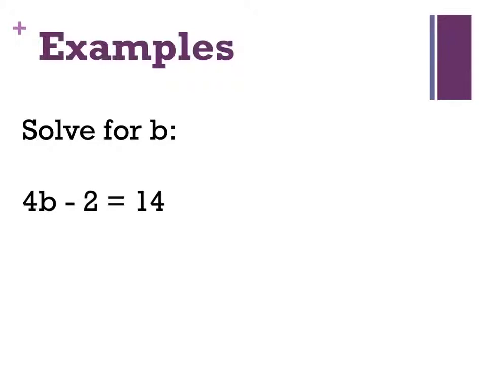So I'll rewrite my equation: 4b subtract 2 equals 14. Now, I want to get rid of the 2 from this side.